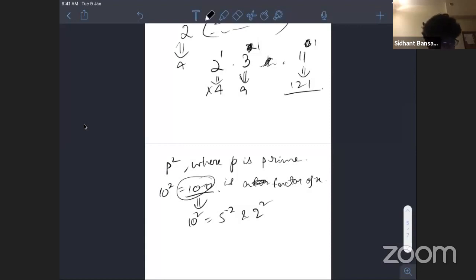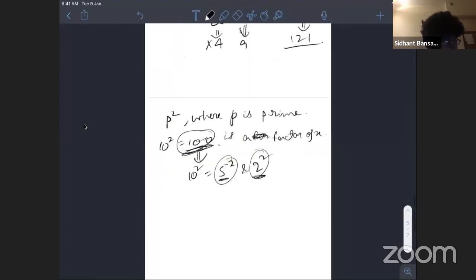So you actually don't need to test 100, because if either 5 square or 2 square is a factor of x, it's definitely not square free, right? And if both of them are not present, that is the power of 2 is less than 2 and the power of 5 is also less than 2, then we know that 100 is not going to be inside.